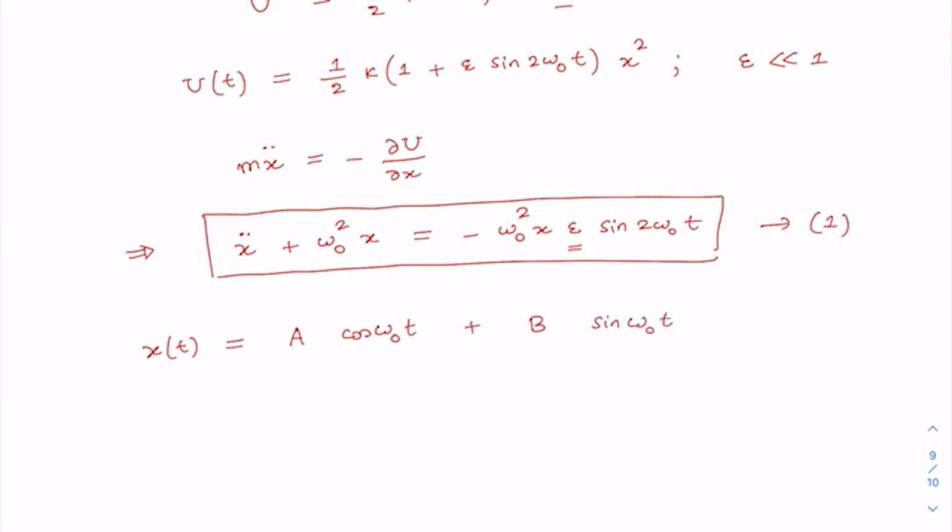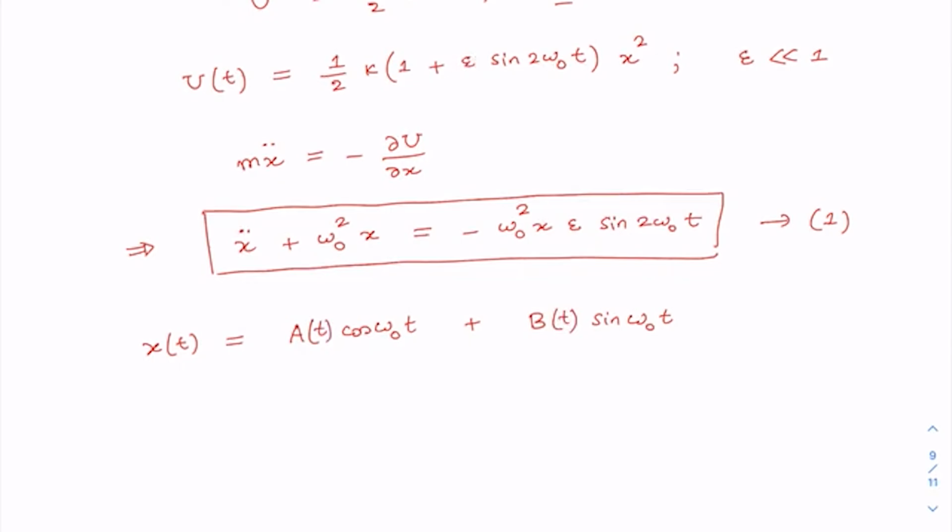Now if this modulation is not there, then a and b are going to be constant. But because we have modulated the harmonic oscillator, these coefficients a and b are no longer constant, but become some time-dependent quantities like this. But the time variation is taken to be slow enough to neglect the second order time derivative of a and b. So we can neglect a double dot, as well as b double dot.